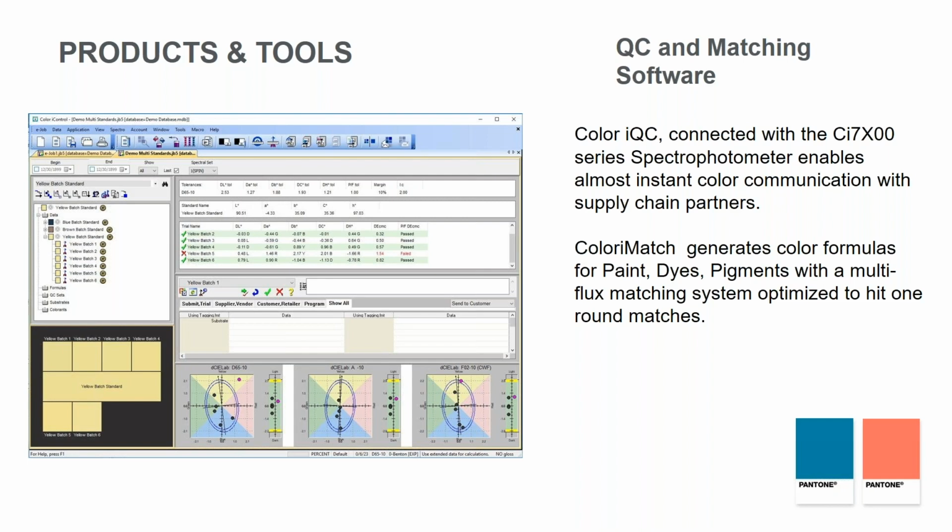Color iMatch is a higher level. It's the same software base, but it is used to generate formulation based on your constraints. So you can say, I want to match this color as tightly as possible with the available dyes and make sure it matches very closely under D65, illuminant A, or cool white fluorescent. And it is optimized to hit one-round matches. It takes a while to get it up to that level, but once it's there, it's very, very efficient.